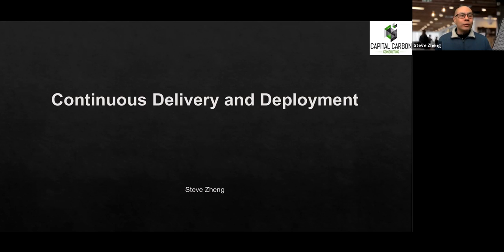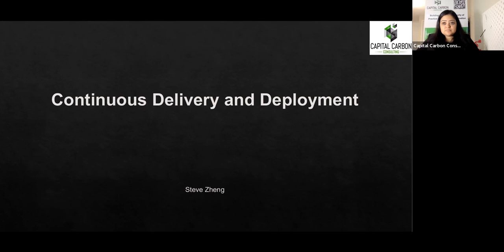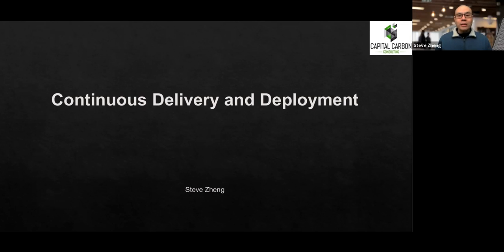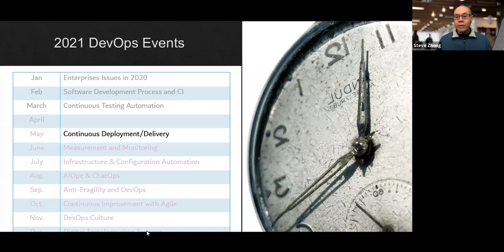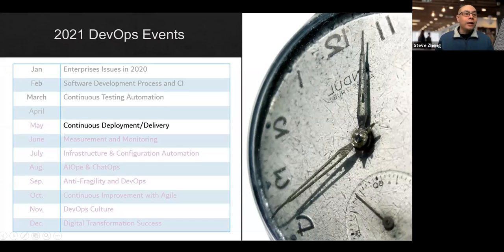Today I'm going to talk about continuous delivery and continuous deployment. When we talk about CD, in fact, there are two concepts, continuous delivery and continuous deployment. Let's see the whole year's agenda. The CD topic was supposed to be in April, but we missed it. Now it's postponed to today, and I hope we will have another session in May, so we can catch up with the schedule.